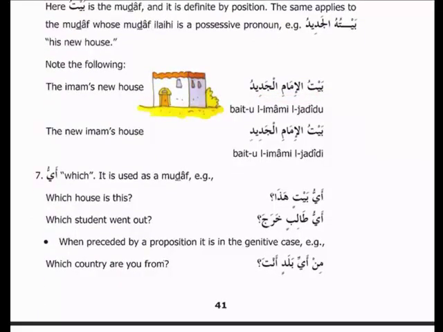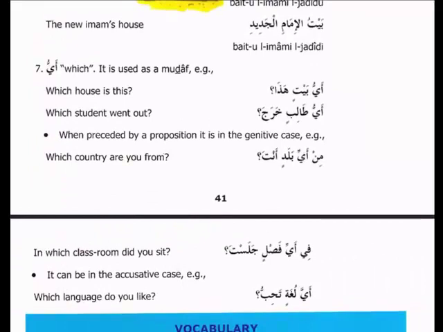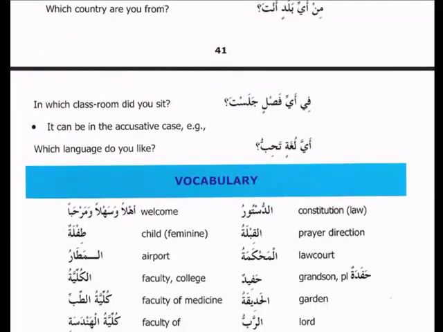And the last point to remember is about the word ayyu. Ayyu is always mudaf. It is always used as a mudaf, and it is a ismu istifham. The meaning of ayyu is which. Ayyu baitin haza, which house is this? Ayyu talibin kharaja, which student went out? When preceded by a preposition, it is in the genitive case. Min ayyi baladin anta, which country are you from? Fi ayyi faslin jalasta, in which classroom did you sit?